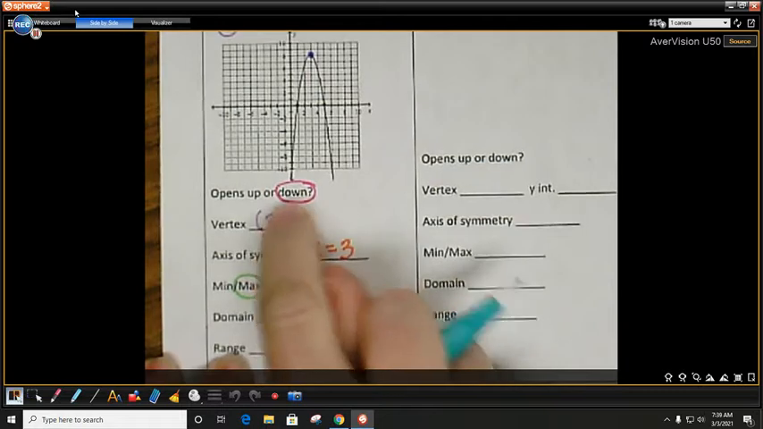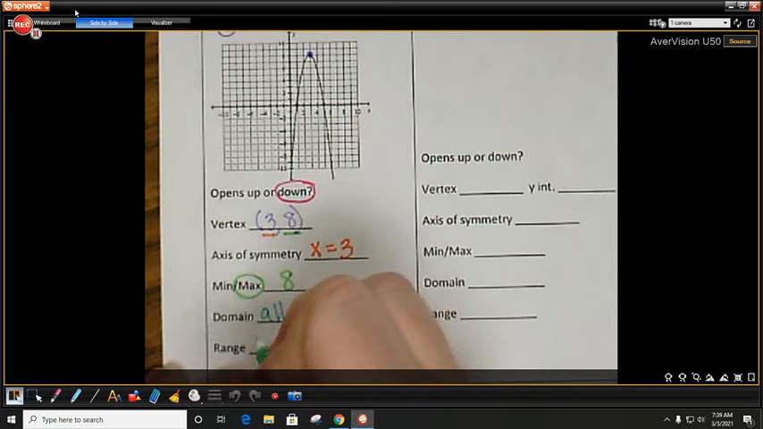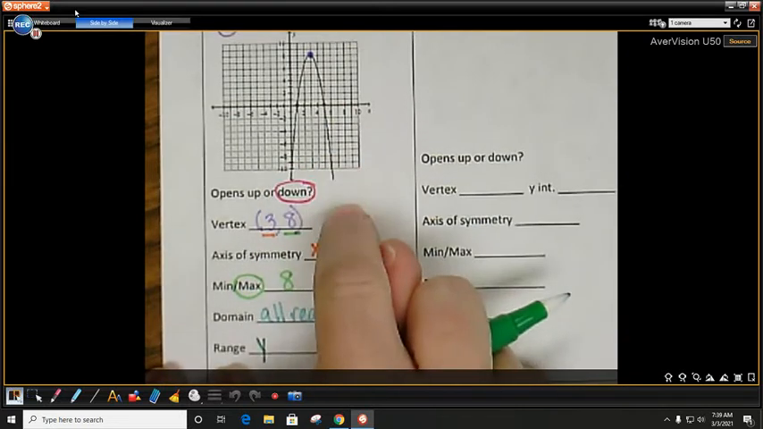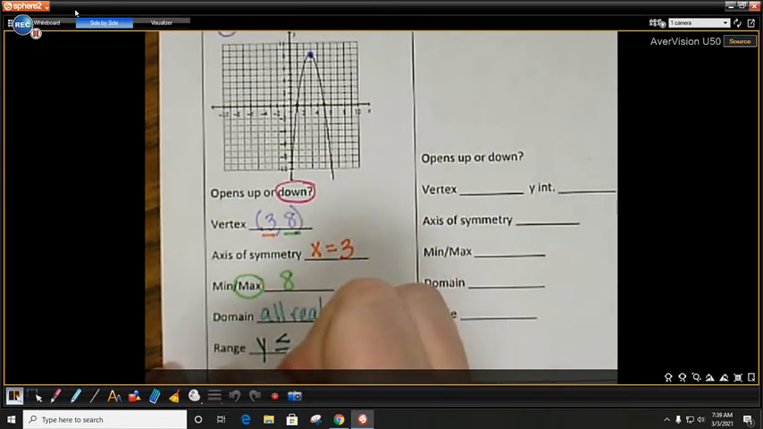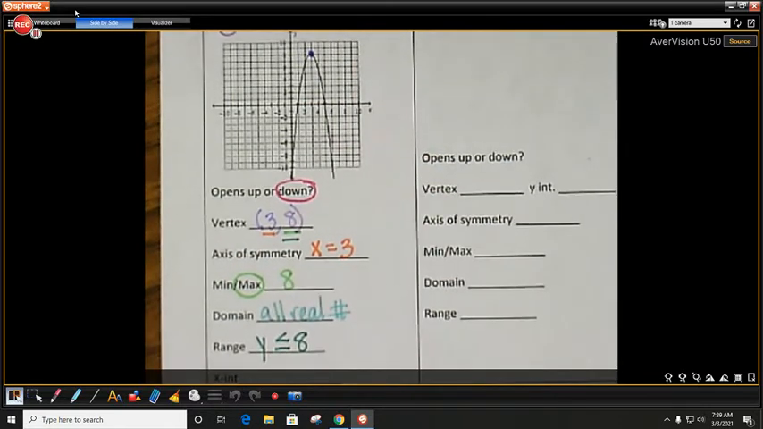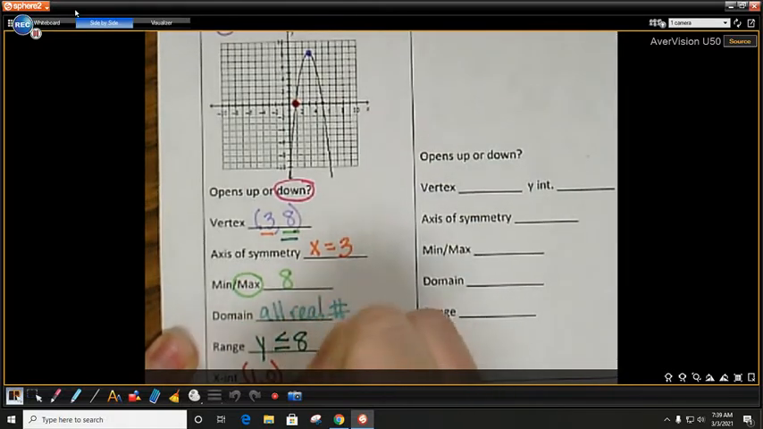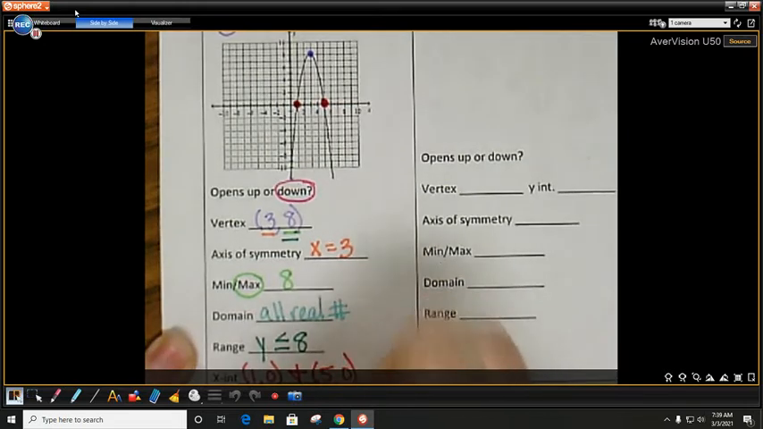Because see how this parabola goes off the graph? It's not stopping. Your range is always y. Again, just like the last one, this one's going down, so we're going to do a less than or equal to the y value of your vertex. And then one that this also has is what are the x-intercepts? So we're going to go across the x-axis and look and see where my parabola hits the x-axis. It hits right there, so that is at 1, 0. And it also hits right there, which is at 5, 0.